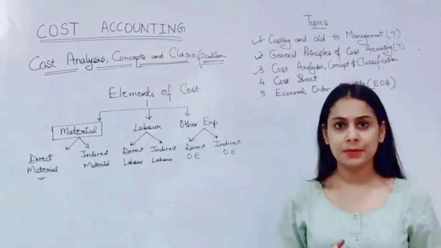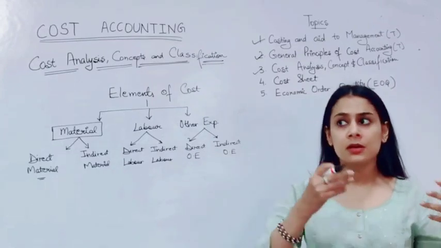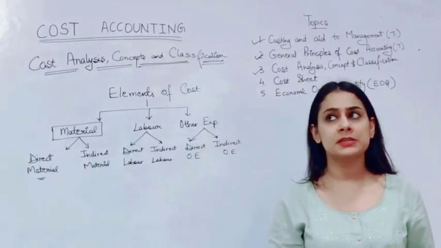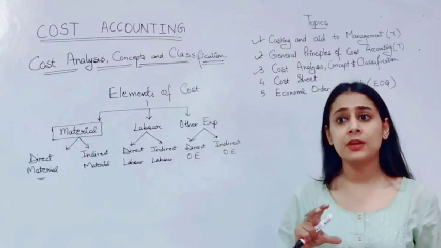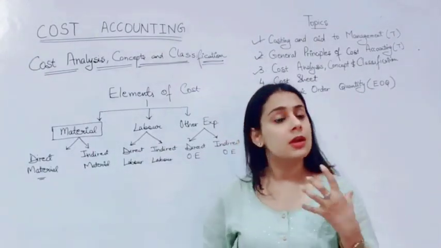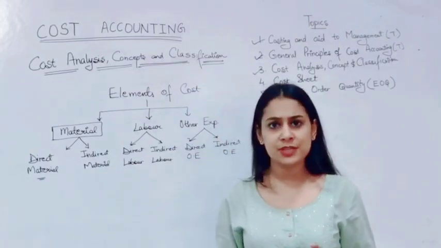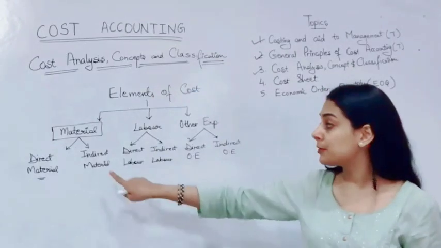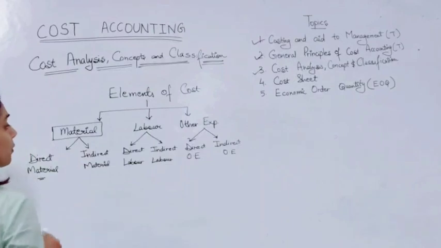For example, the direct material could be the cloth which is required to make a t-shirt. But indirect material is, let's suppose, the lubricant which is supplied to the machine so that it will run easily to manufacture that particular product. Now this is indirect material which is not directly associated with the product, but the product cannot be made without the help of indirect material. So this was about material.